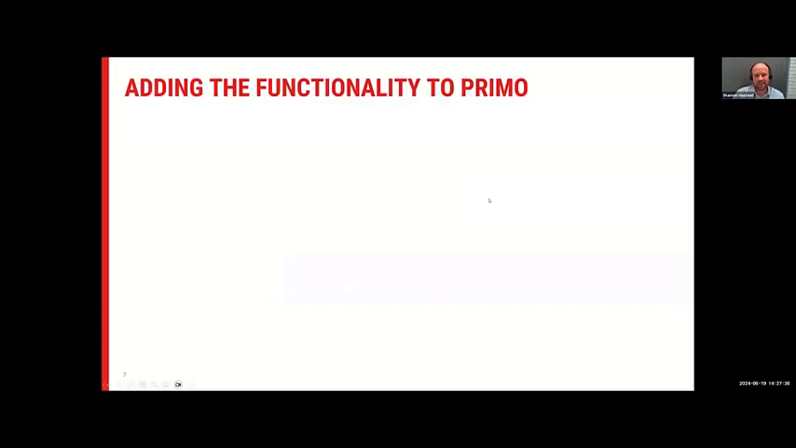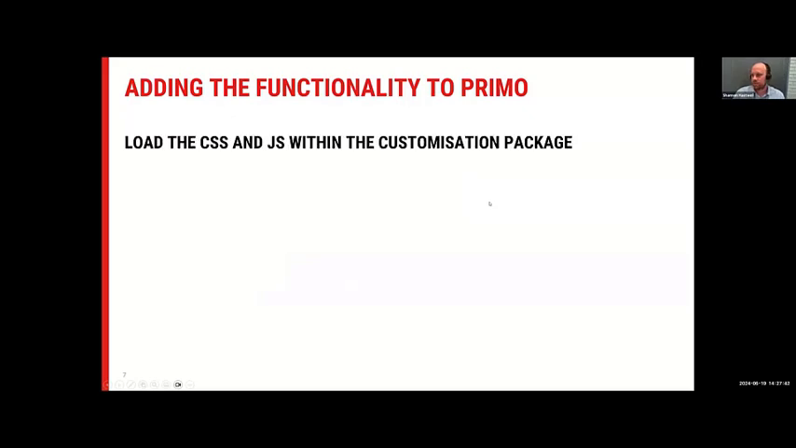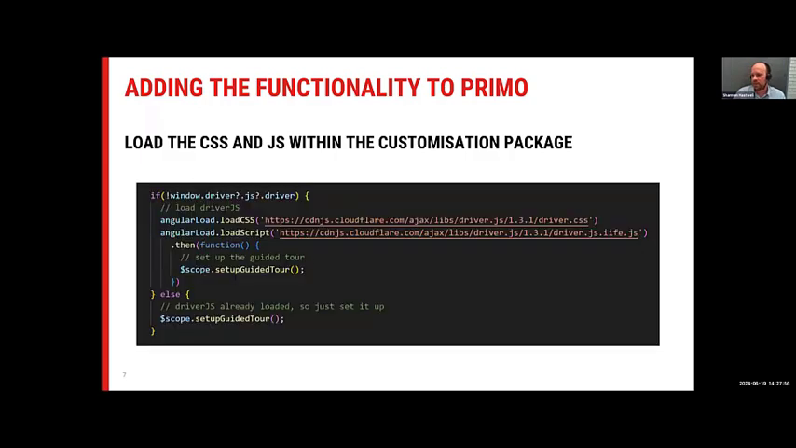So the question of how we get that functionality in Primo, really it's as simple as loading the CSS and the JavaScript from the library into the customization package. When I say that, I'm talking about the custom.js file within the customization package. And this is the little snippet of code to get the actual library in there.